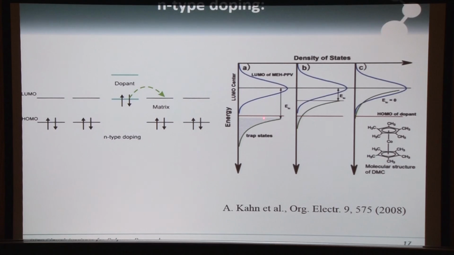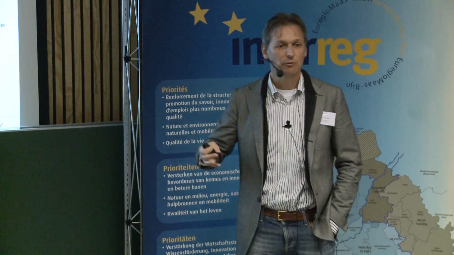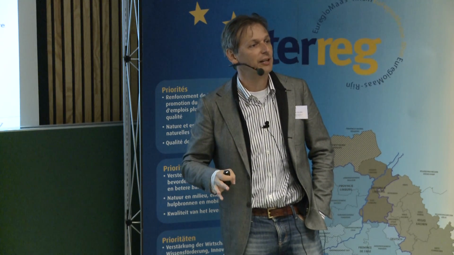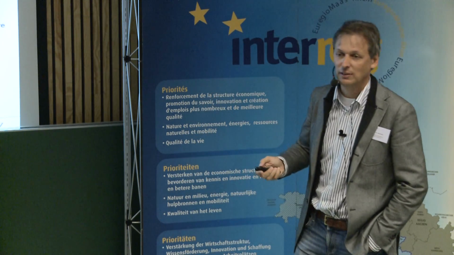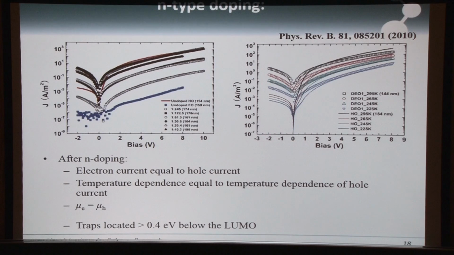But we cannot give extra electrons to the LUMO because there is still this energy offset. So the rest of the dopants that we add, they do not ionize. That gives us the opportunity to measure a system with all the traps filled with electrons. So then we can really measure the transport properties of the LUMO.